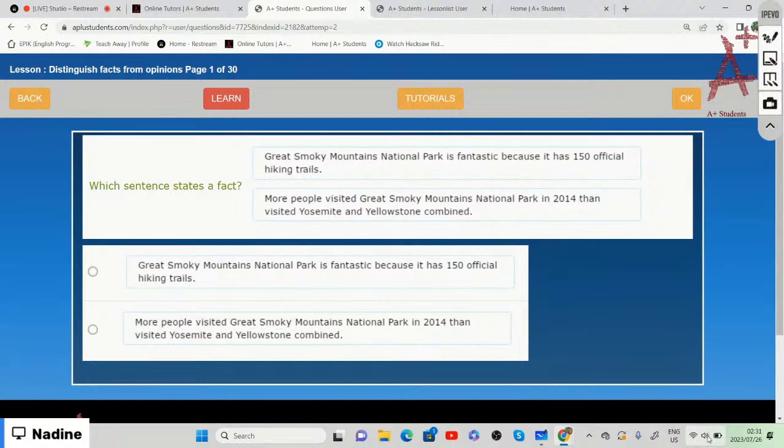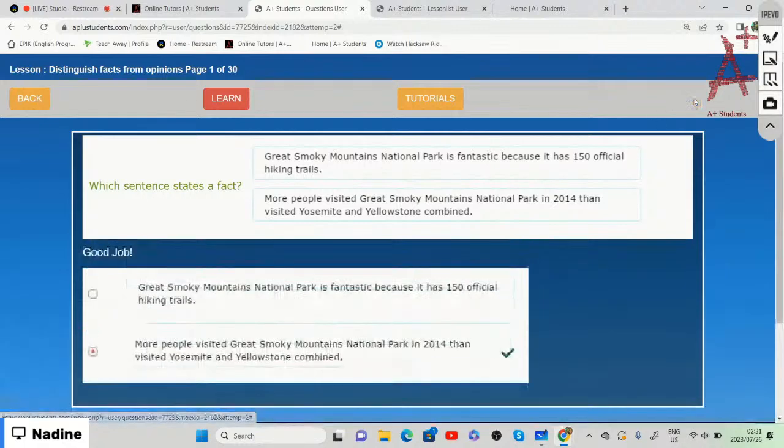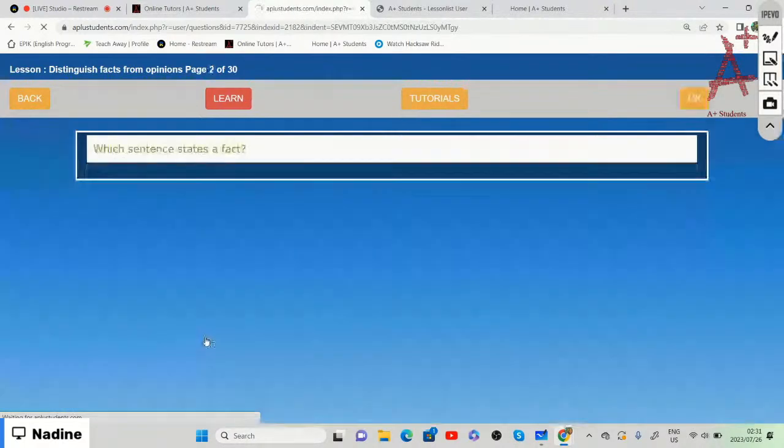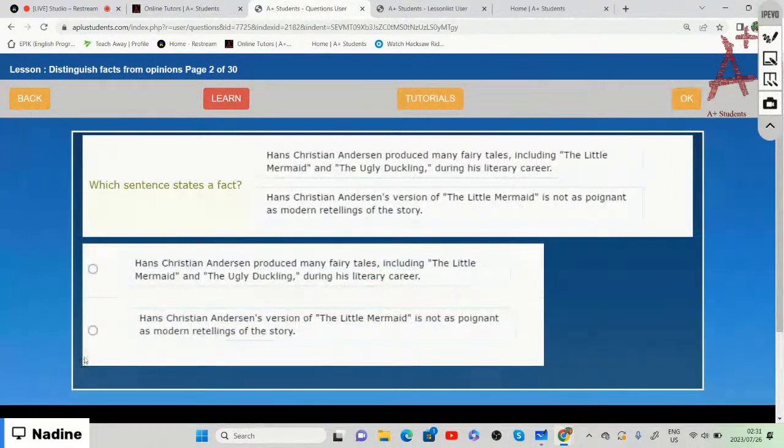So which means that Great Smoky Mountains National Park is fantastic because it has 150 hiking trails, which means that the fact is more than X amount of people visited Great Smoky Mountains. We need to say which one is a fact.